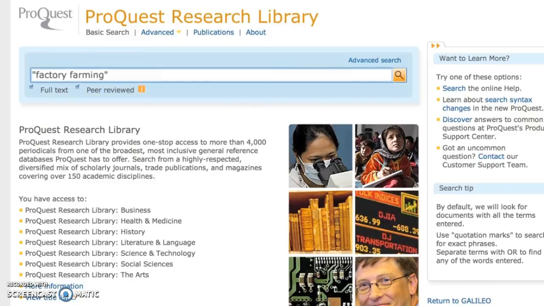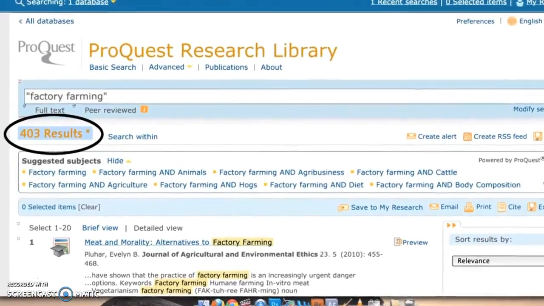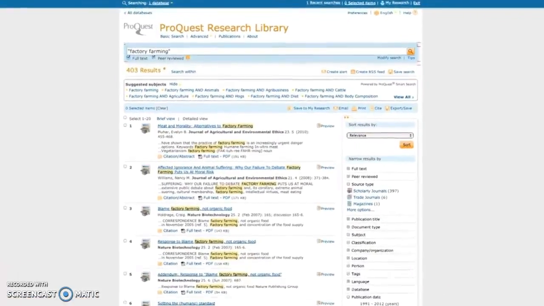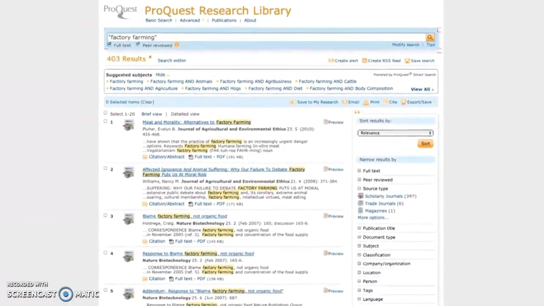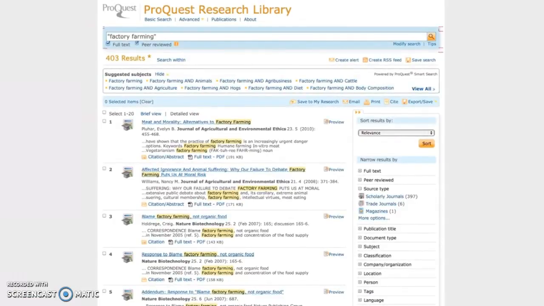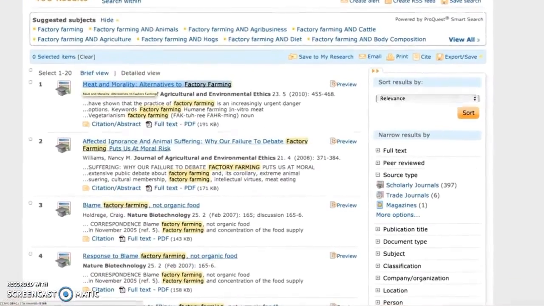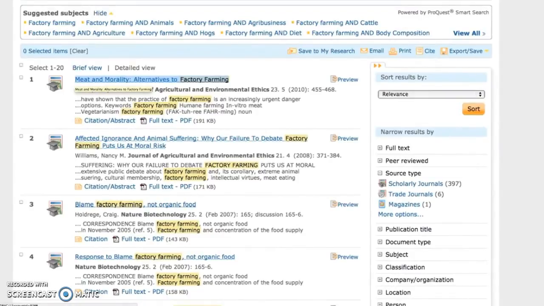You tell the system what you're looking for peer-reviewed articles about, hit the search screen, and you've got 403 articles, all peer-reviewed. After you've run your search, you've got a list of peer-reviewed articles from different periodicals. Now you assess the articles and find out which ones are going to be most useful to you. You take a look at the title of the article, as well as the author information, the name of the journal it was originally published in, and the year that it was published.